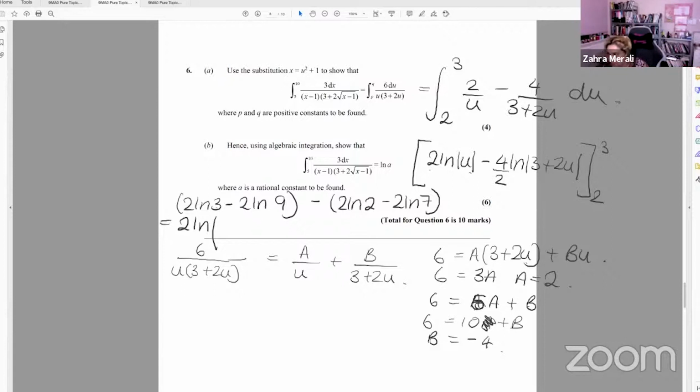So we end up with 2 ln of 3 by 9 divided by 2 times by 7, so that gives us 7/6. Because we only want it as 1 ln, we need to bring the 2 up as a power, so that means we square both of them, and we get ln 49/36, because they just want it as one value. And that's question 6. Question 7.